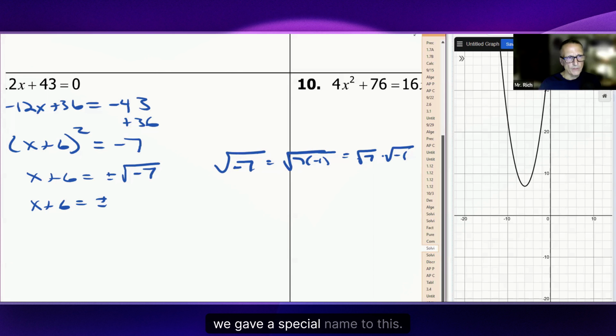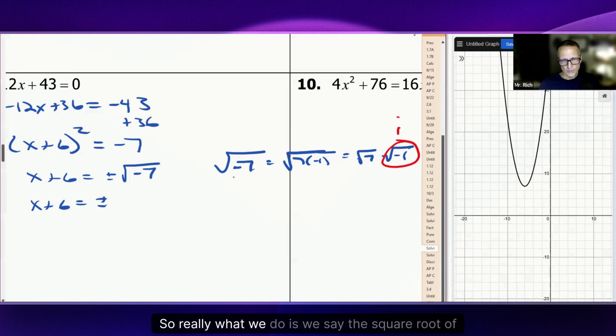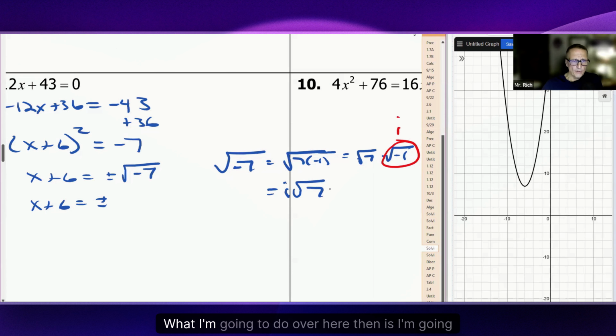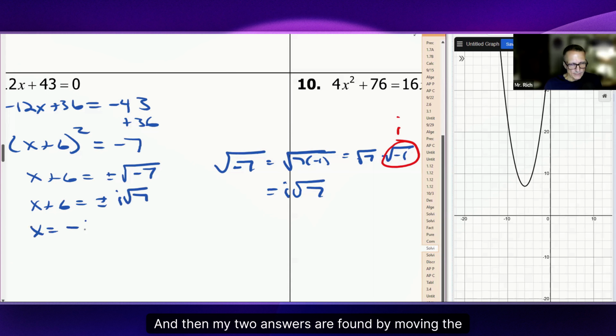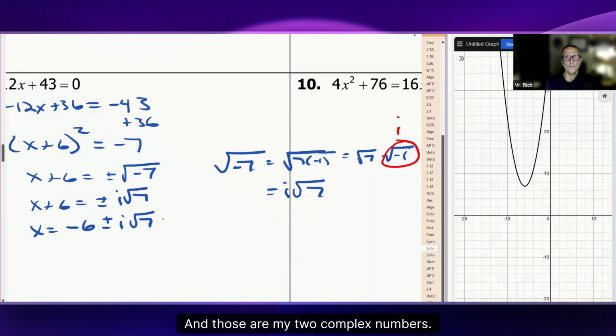We gave a special name to this. We call that the imaginary unit I. So really what we say is the square root of negative 7 is I times the square root of 7. So this is actually plus or minus I root 7. Then my two answers are found by moving the 6 over as negative 6 plus or minus I root 7. And those are my two complex numbers.